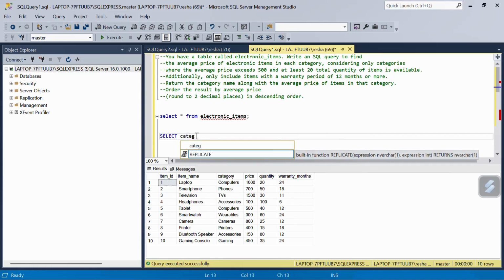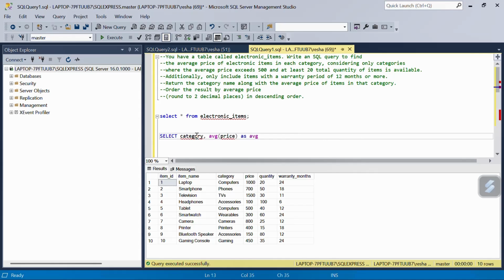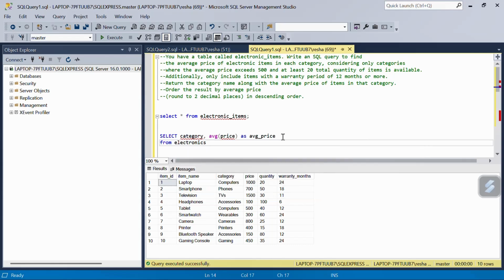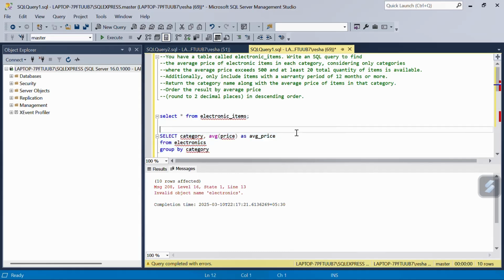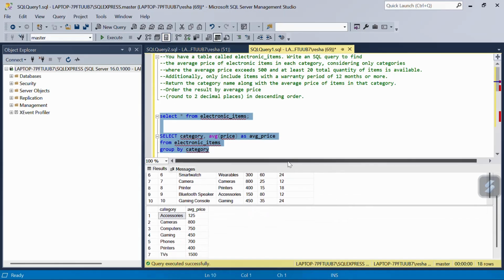So, SELECT category, comma, AVG(price) as average price, from electronics, group by category. If I run this, sorry, it must be electronic items. So this is the output that I got.